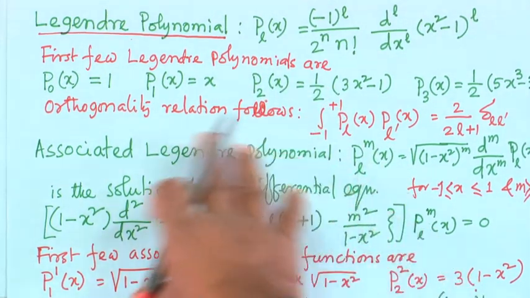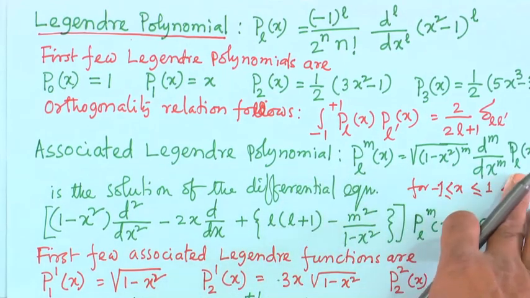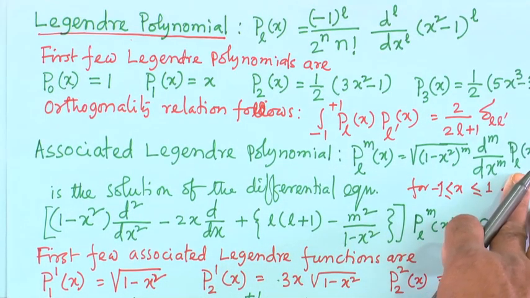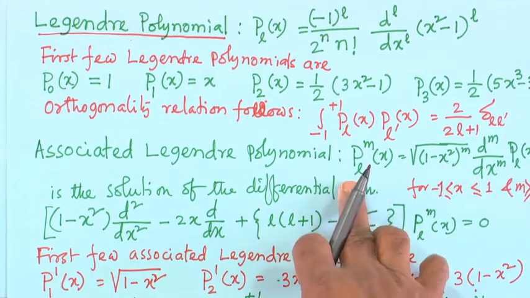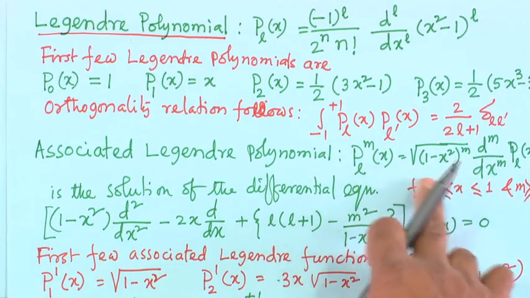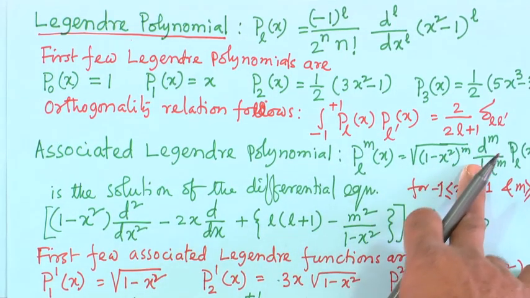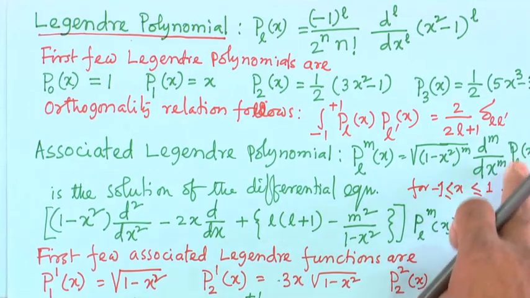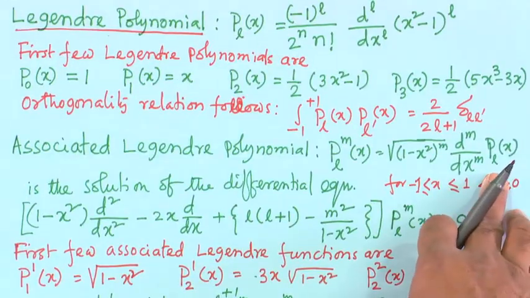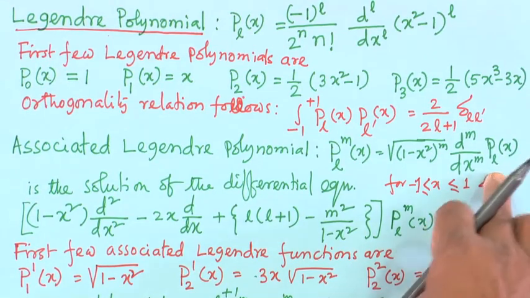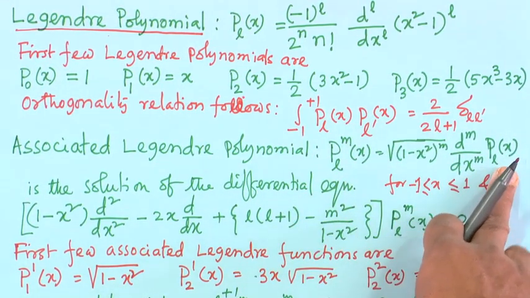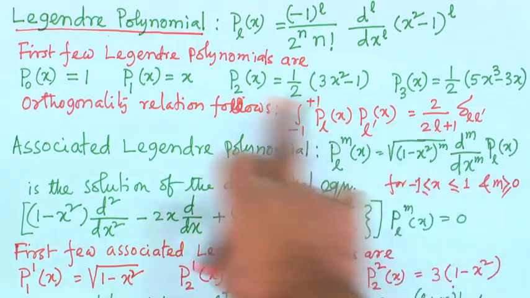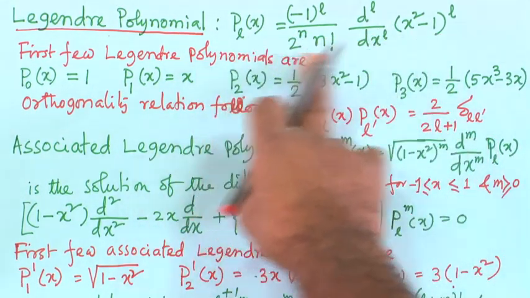In the case of the associated Legendre polynomial, it is in terms of Legendre polynomials. So, P L m of x is the square root of 1 minus x square to the power m, d m by d x to the power m, P L of x. This is the Legendre polynomial, and then this is the associated Legendre polynomial. So, P L of x we already know.